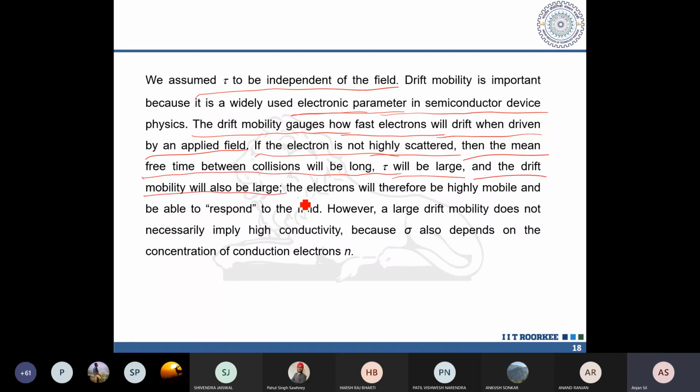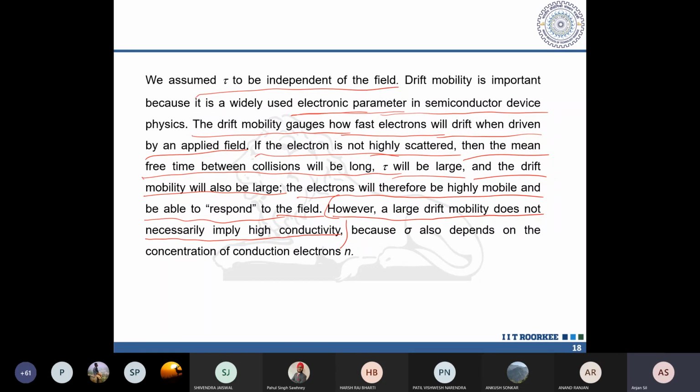That's what I told you. The electrons will therefore be highly mobile and be able to respond to the field. However, a large drift mobility does not necessarily imply high conductivity. Can anyone explain the corollary of this? It is very good that if you have a high drift mobility, because your expression says sigma is equal to e into n into mu, it will directly give high conductivity, but it does not necessarily mean high conductivity.